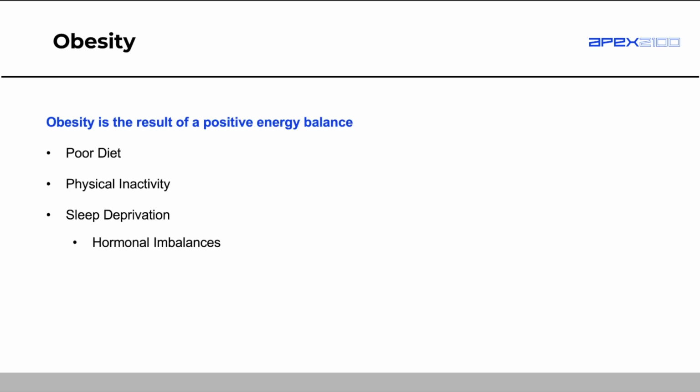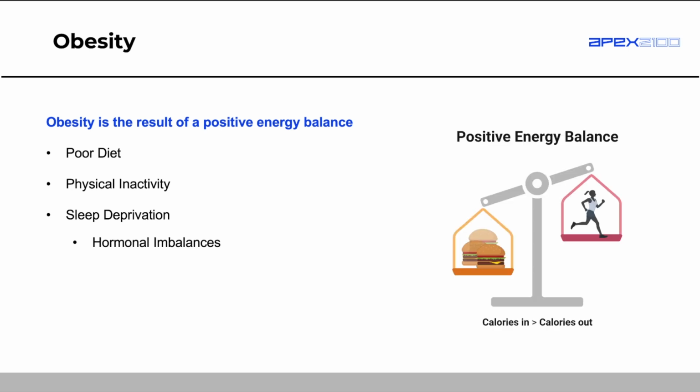So the cause of obesity is a positive energy balance. Have a think about what that means. You might have heard it before. It's a big thing on Instagram. People love to say calories in versus calories out. That's generally what we mean by a positive energy balance. It means you're eating more than you're burning. When you're eating more than you're burning, you're going to gain fat, which can lead to, of course, obesity.